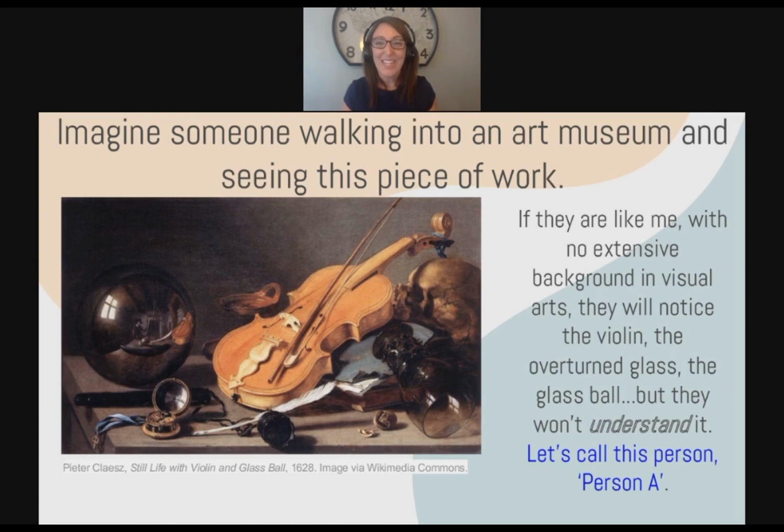Okay. So to me, if I were person A and I'm walking into this art museum and I see this, I'm going to get a very kindergarten-like reaction, in the sense that it's either going to be, I like it or I don't like it. I see a violin. I see a crystal ball. I see a glass overturned. That's what I see from this image, with no voice to it.